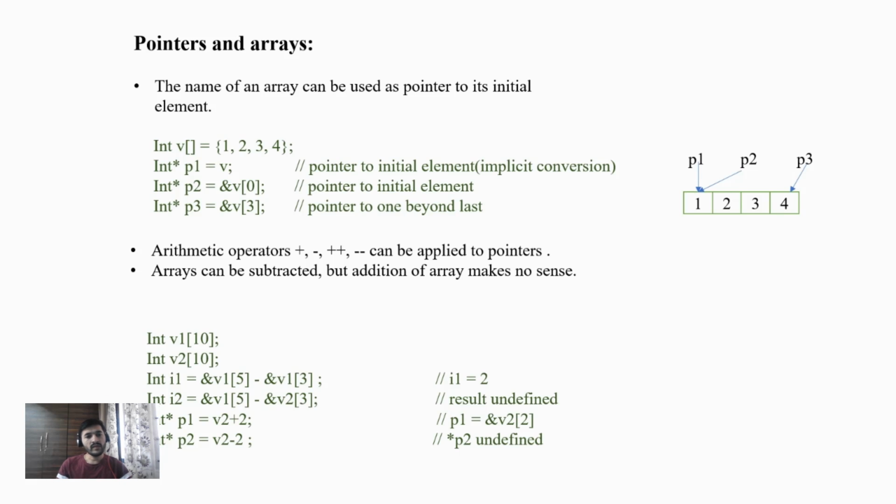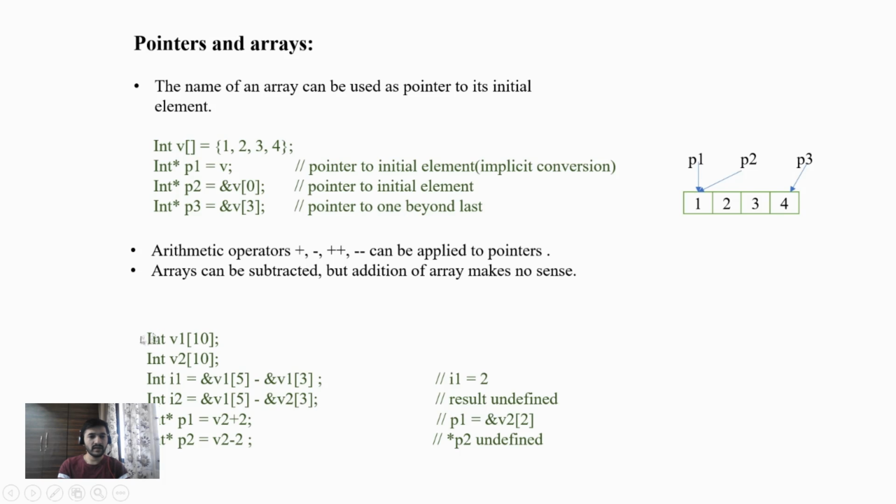Now when we create a pointer to the array, various arithmetic operations like plus, minus, plus plus and minus minus can be applied to the pointers. We can increment a pointer and we can decrement a pointer. When I have assigned v to the p1 pointer, if I do p1 plus plus, currently p1 points to the initial element. When I do plus plus, p1 will point to the next element of this array. If I do p1 minus minus, it will refer to the earlier element of the array. Just like that we can perform arithmetic operations on the pointers too.